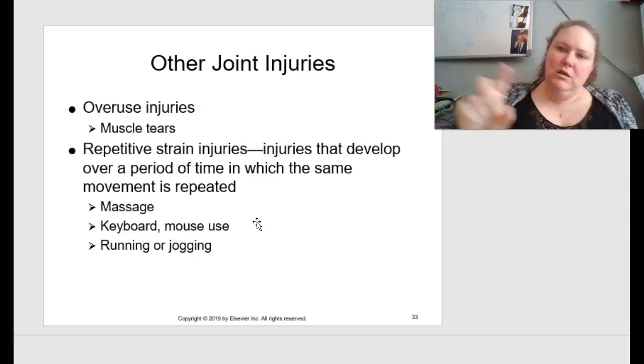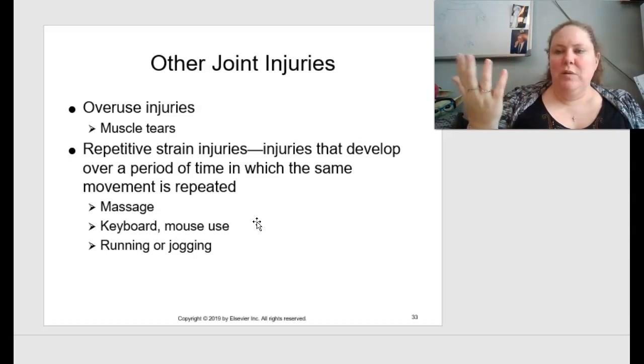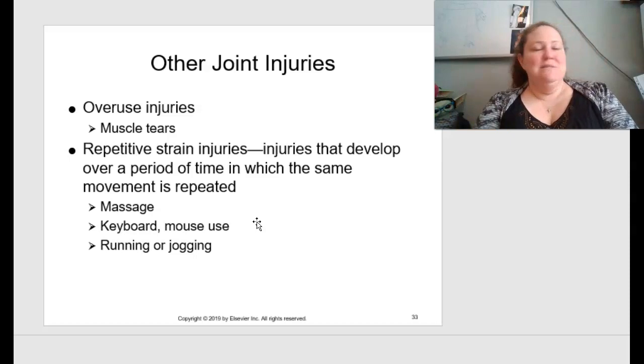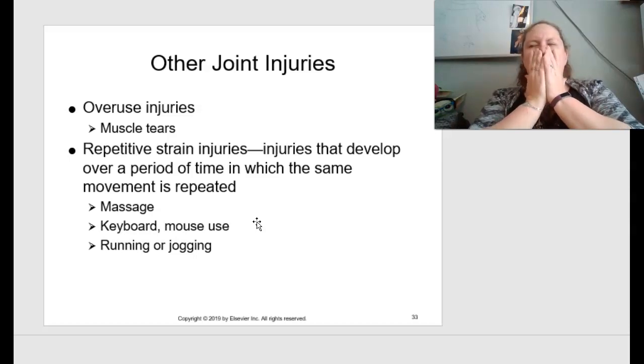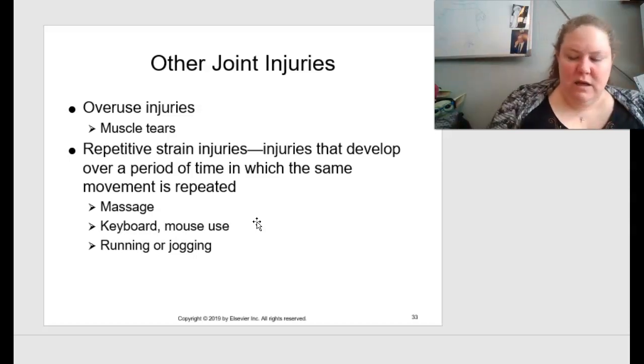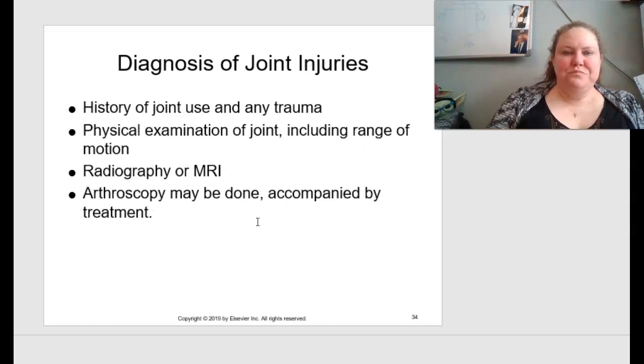Keyboards and typing, clicking the mouse, right? So I hurt my hand with a horse, but I'm also right-handed. I'm on a computer not 24/7 because I sleep, but for all of my jobs, right? And then also, running and jogging can cause some of these joint injuries as well.